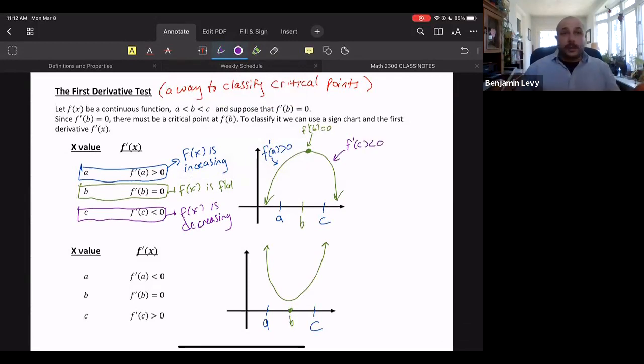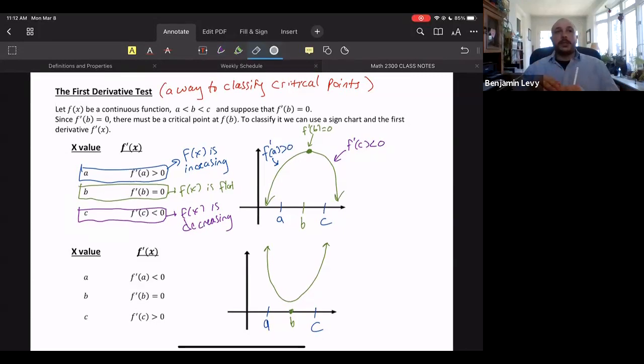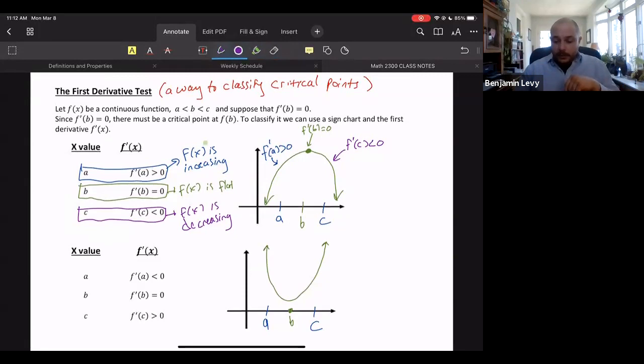And we're not talking about any values here. We don't have any numbers for A, B, and C. I'm not talking about whether it's positive 10 or positive 100. We're just saying positive means increasing, negative means decreasing. And if we have that situation, then that is going to imply we have a max. So based on everything we just determined here, all of this implies that we have a maximum at x equals b.